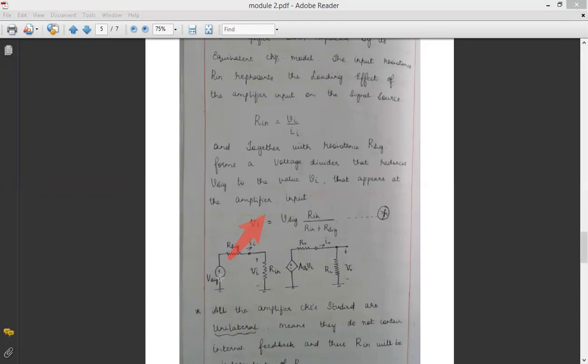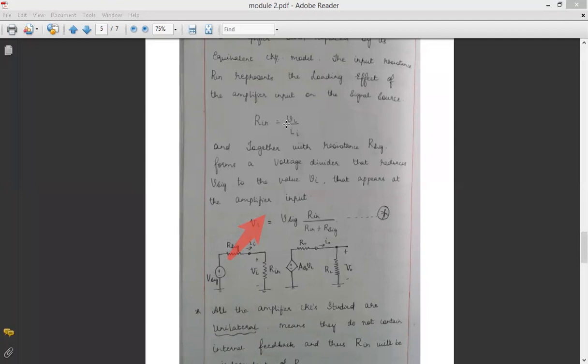Means if I give 5 volts, the drop across Rin will also be equal to 5 volts. The complete voltage will be fed to the amplifier. Very, very important. So, how to find that Rin is Vi divided by I of I.